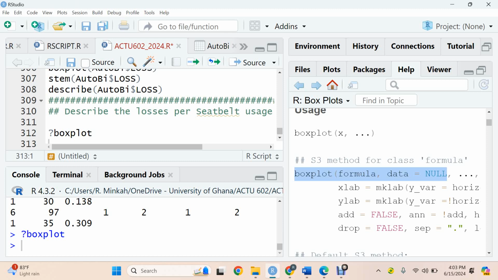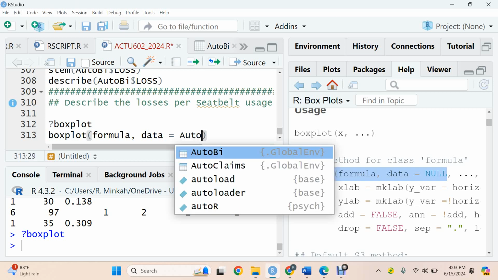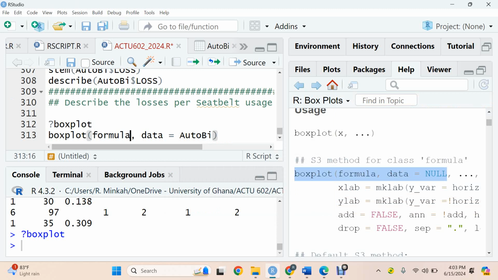So you copy up to the data, and you paste over here. Okay. Then the data is not null. What data are we looking at? Auto BI. Okay. What is our response? What do we want to plot? And how do we want to categorize it?